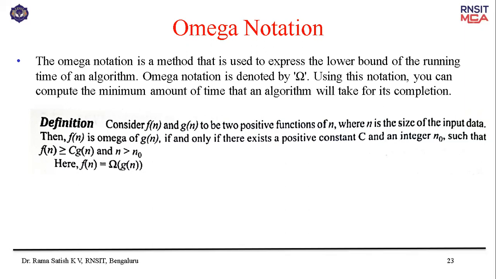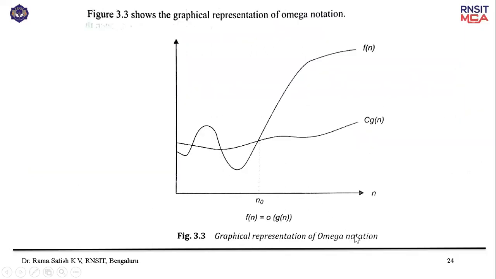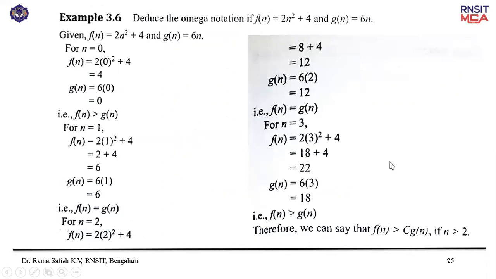So it is always talking about the lower bound. You can see the lower bound, where it is meeting c of g of n, and this is the n0 we are taking. So you can certainly have a graphical representation like this.